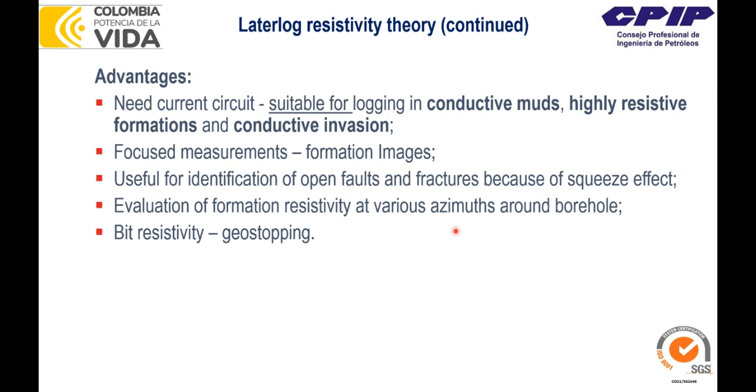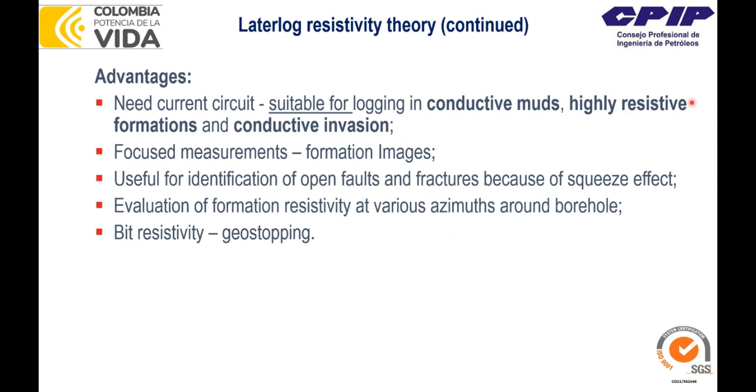Okay, so let's summarize the advantages of the lateral log resistivity tool. So it needs the current circuit suitable for logging in conductive mud, highly resistive formations, and conductive invasion. By the way, by highly resistive formations, for example, we mean here the carbonates. The carbonates can have resistivity of hundreds and sometimes even thousands of ohm meters. And in this environment, it's very difficult to work with the propagation resistivity tool.